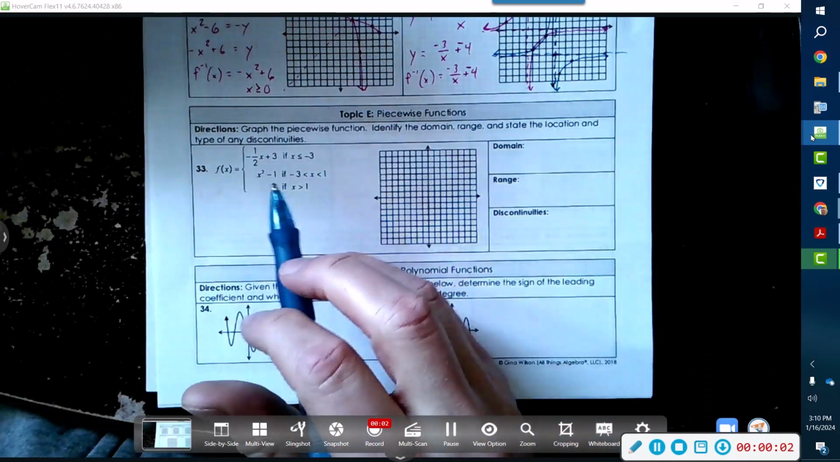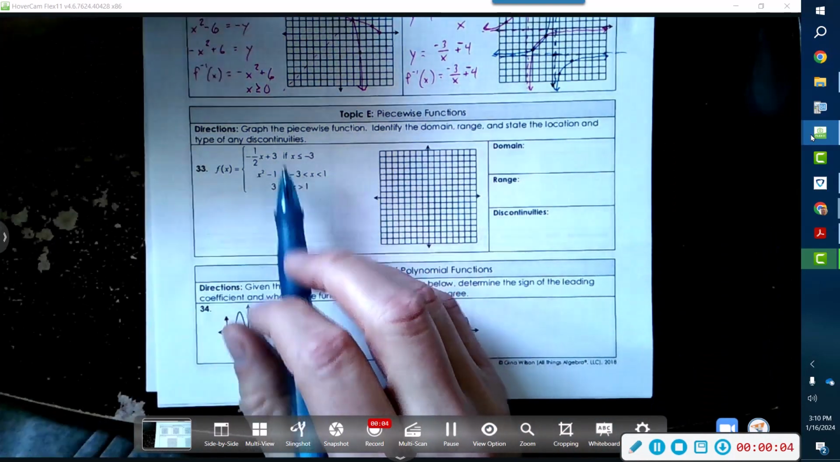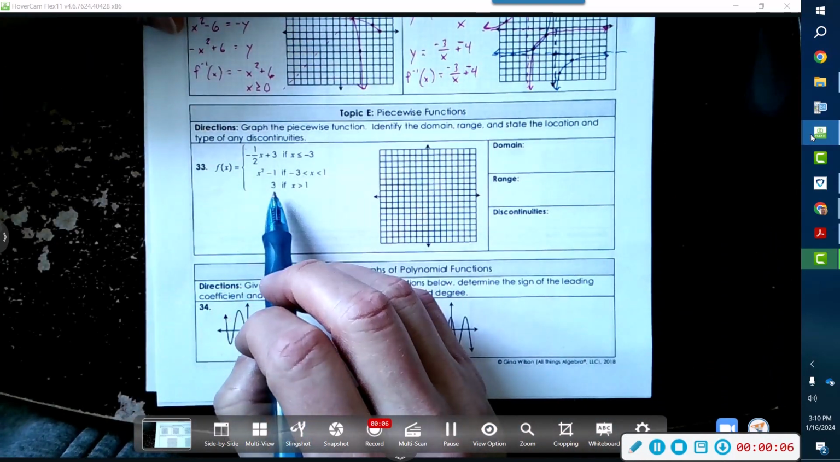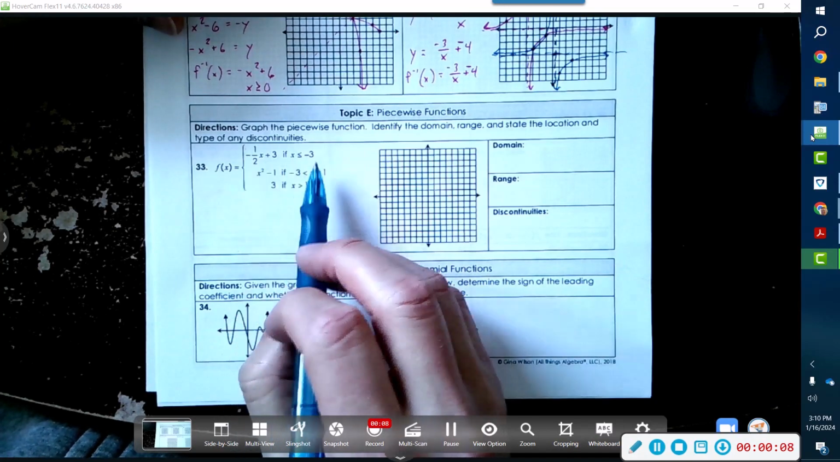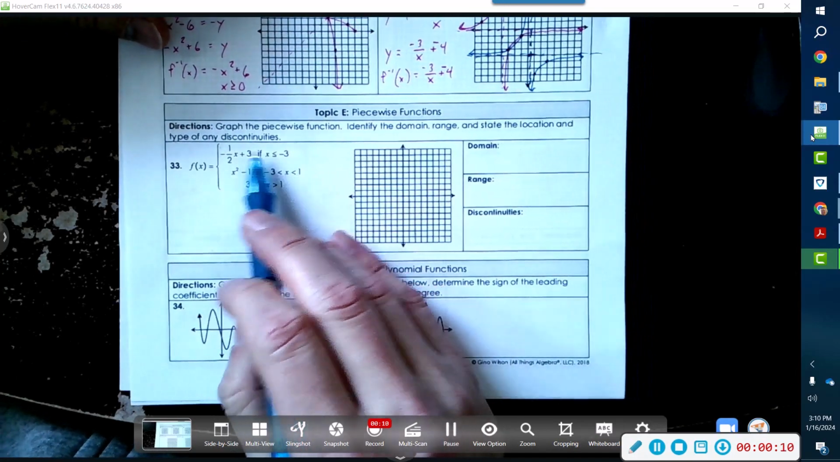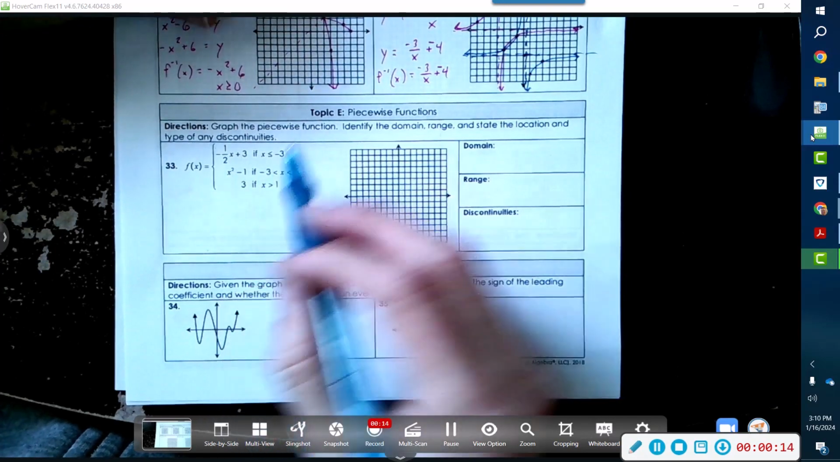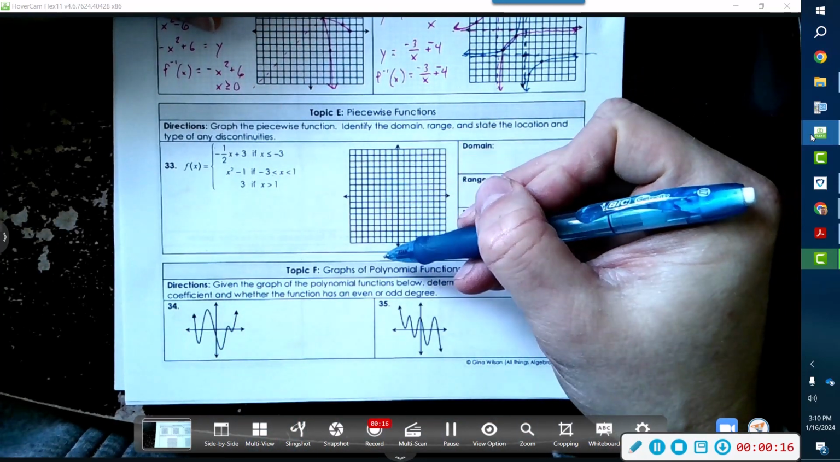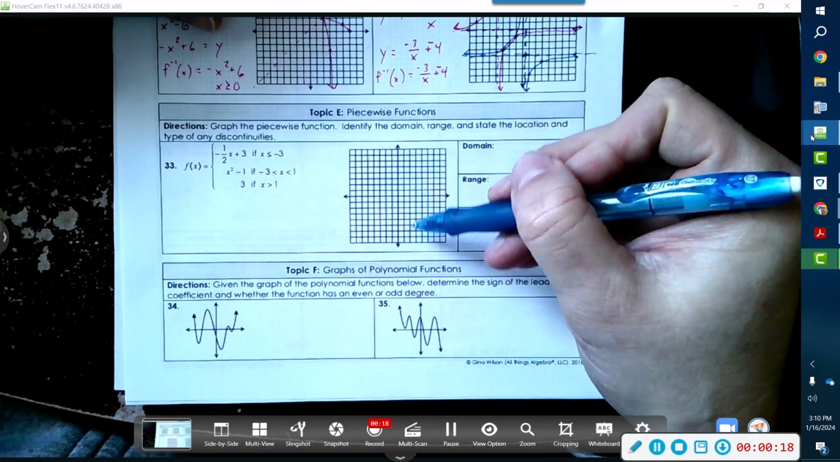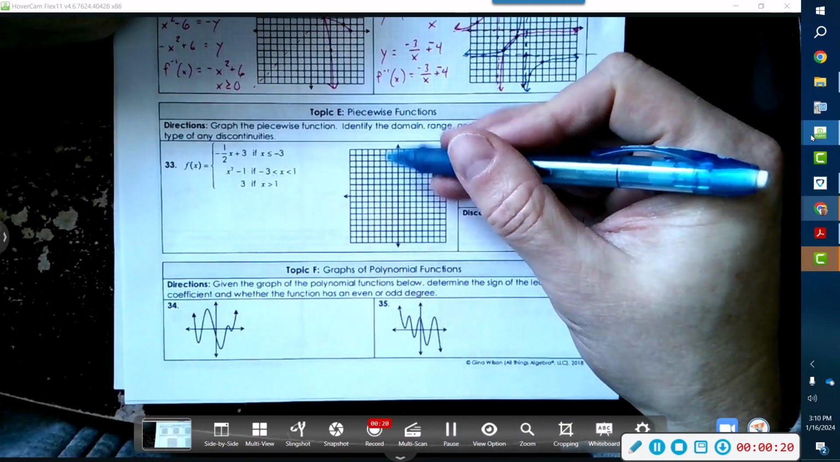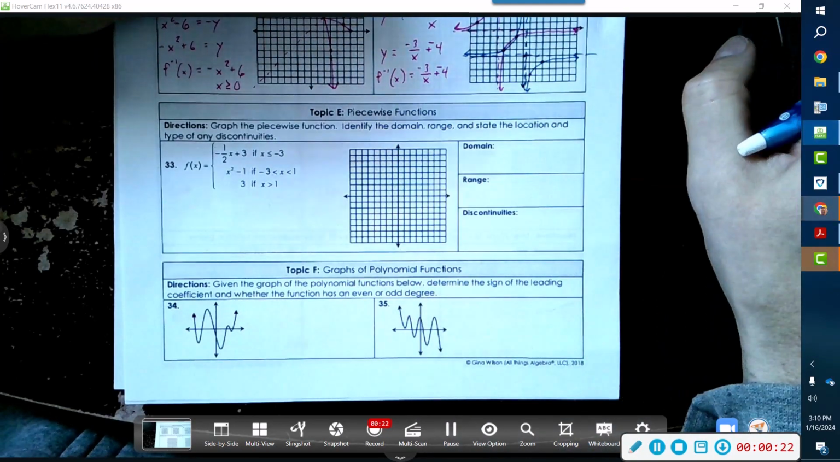Piecewise functions, we've got three pieces here. We've got a line, a quadratic, and then a constant. So we're just going to break this up into three different pieces. And we know that the break will happen at -3, and then at +1. So we're going to have a little sliver in the middle here.